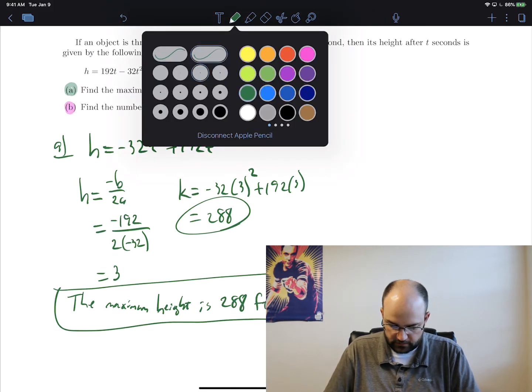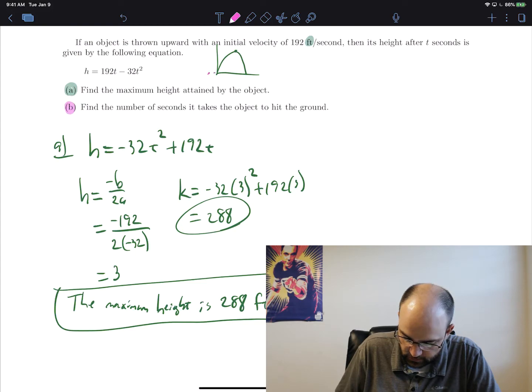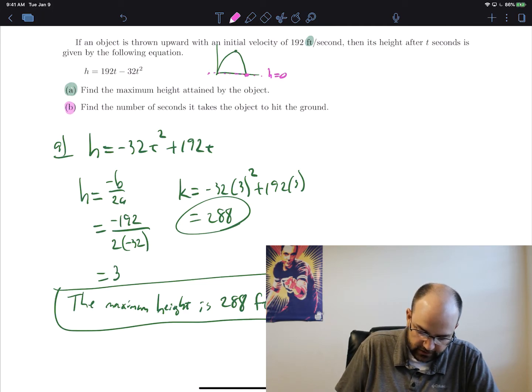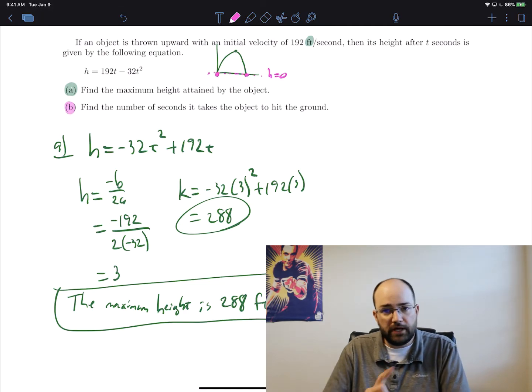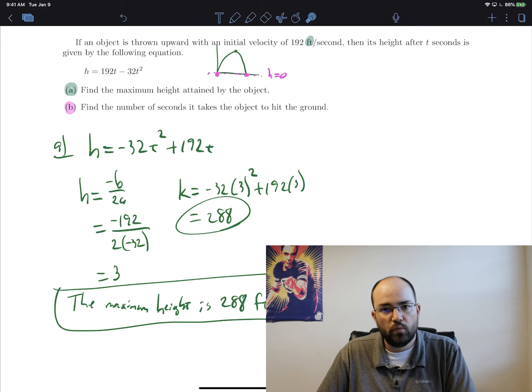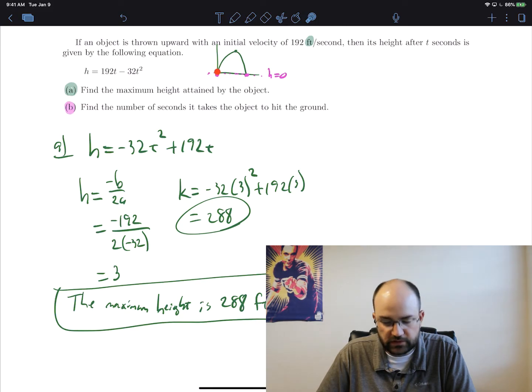As for letter B, find the number of seconds it takes the object to hit the ground. Now notice that means I need to know when the height equals 0. And notice that there will actually be 2 different points here, but we don't want both of them. We want the highest of the 2, because this point here is actually when the object is launched upwards. So this point is 0, yes, but we want this point over here.